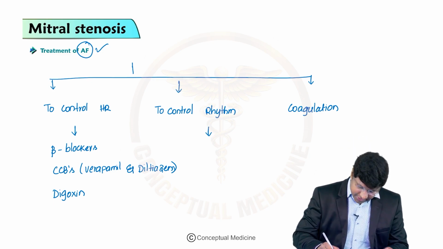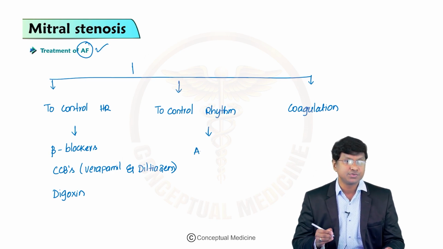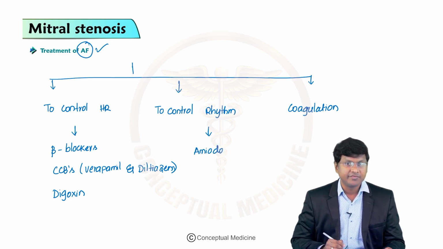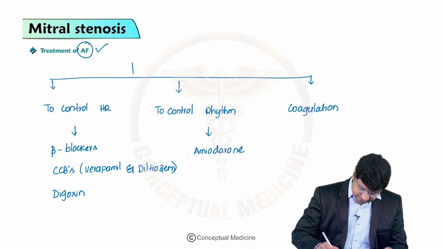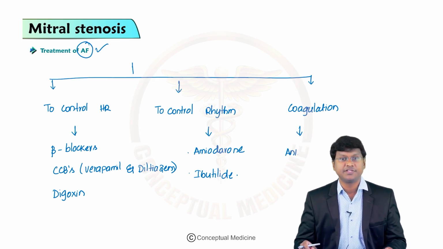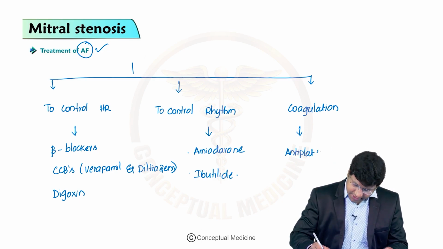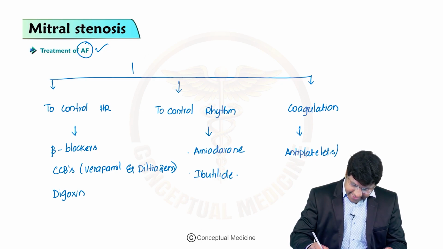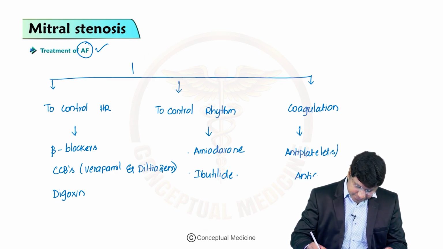Now, to control the rhythm, the drugs which are used in patients with atrial fibrillation are amiodarone, and another important drug is ibutilide. So these are the drugs which are given to control the rhythm. Now the anticoagulants. So either you need to give antiplatelets or you need to give the anticoagulants.